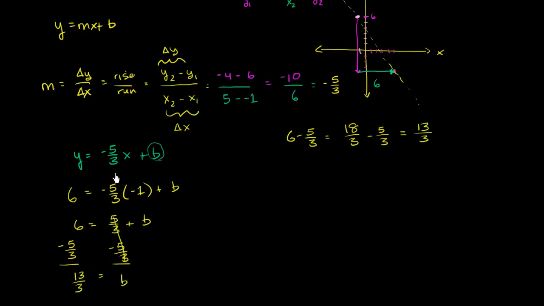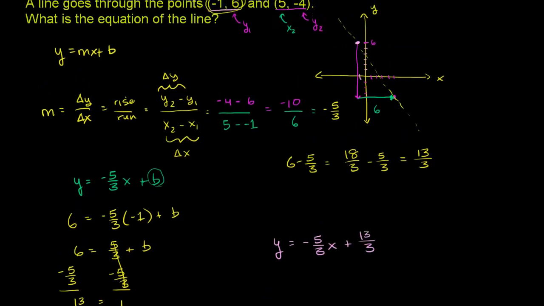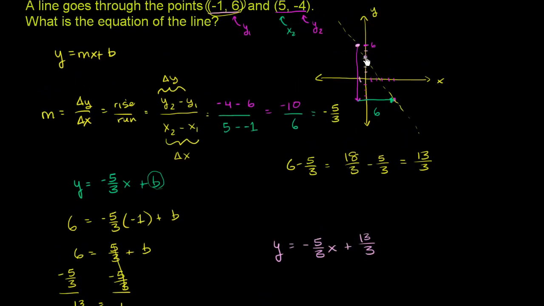So we're done. We know the slope and we know the y-intercept. The equation of our line is y = -5/3 x + 13/3. We could write these as mixed numbers if it's easier to visualize. 13/3 is 4 1/3. So this y-intercept right over here is (0, 13/3), or (0, 4 1/3).